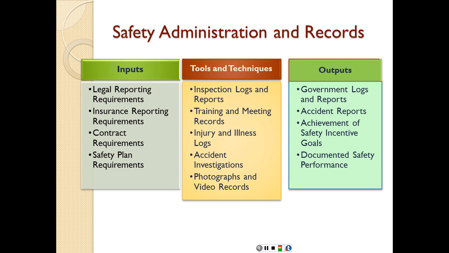The tools and techniques are going to include inspection logs and reports, training and meeting records, injury and illness logs. We're going to look at these and the different forms that have to be filled, accident investigations, photographs, and video records. The outputs are going to be the government logs and reports that have to be filed and sent to OSHA, accident reports, achievement of safety incentive goals. If we have established, for example, that we want this project to have 0 accidents or 0 incidents, and documented safety performance, again, which can be used for reducing your insurance premium and as a promotion tool to get more jobs.